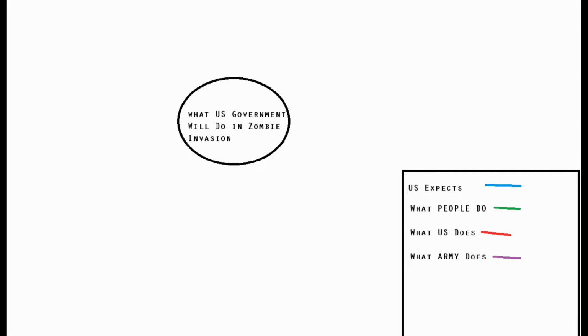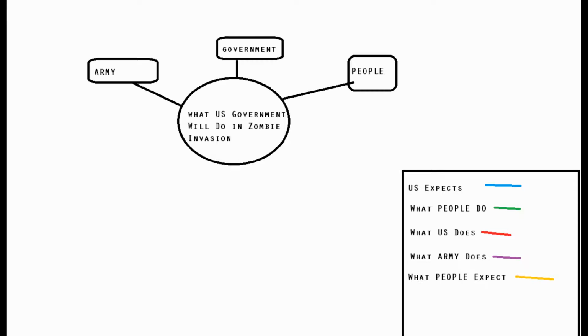We are also going to get another column of what the people expect. The four colors and the fifth one: what the U.S. expects will be blue. What people will do is green. What the U.S. does is red. What the Army does is purple. And what the people expect is orange. As you see now, we have created our three subcategories. We've divided it into the Army, or the local, state, and federal government protection agencies, the government, and the people.